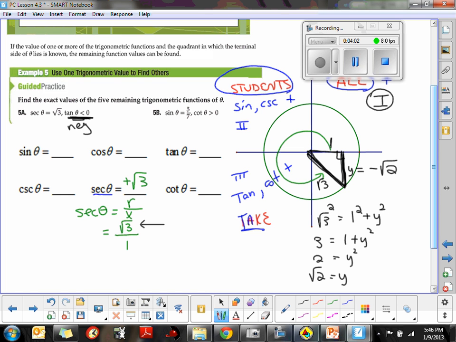If we know the secant, it's pretty easy to find your cosine. All we do is reciprocate that, which is going to be 1 over the square root of 3, which, if we rationalize, is going to be the square root of 3 over 3. Now let's go get the sine.